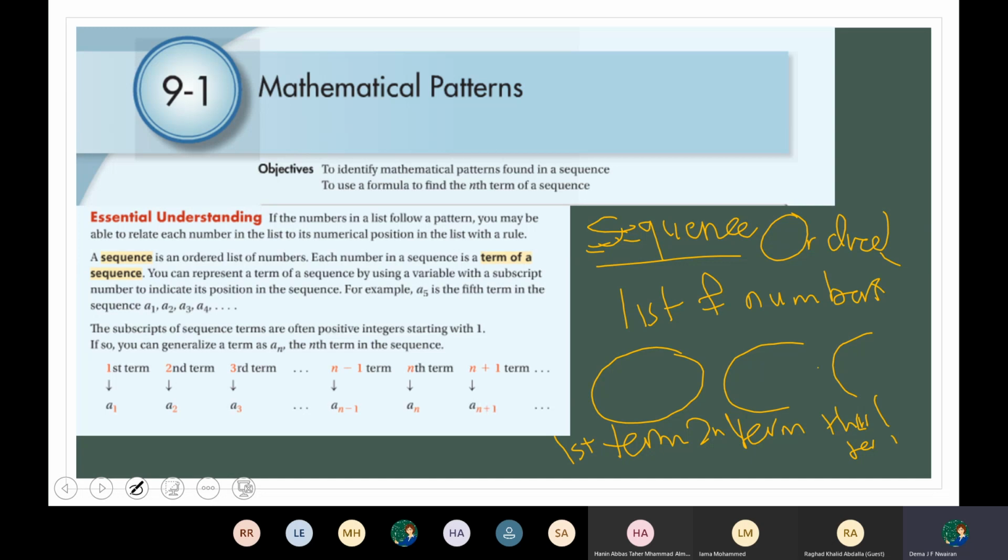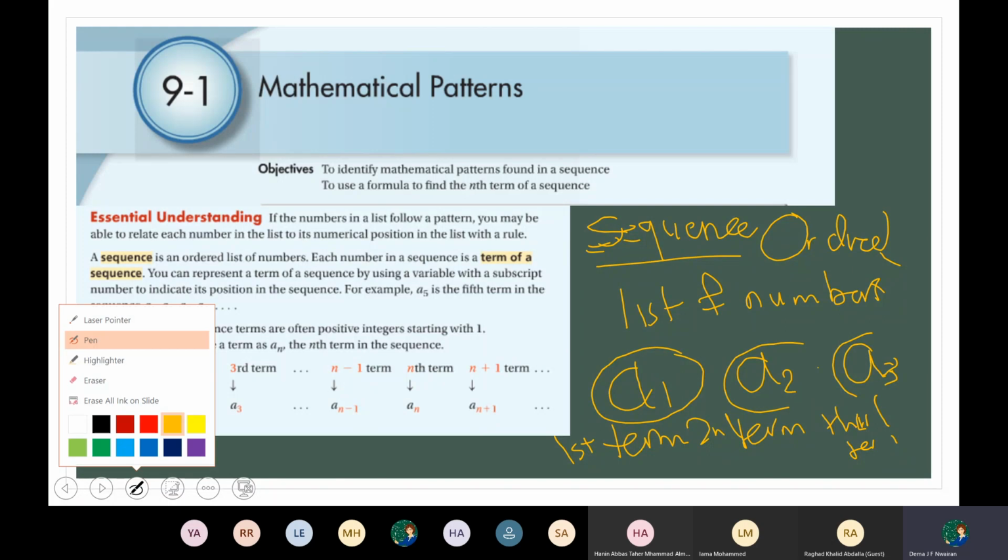Now, how can we represent this term? By using a letter A, like a sub 1. That means A sub 1 is the first term of a sequence. A sub 2 is the second term of a sequence. A sub 3 is the third term of a sequence, and so on.